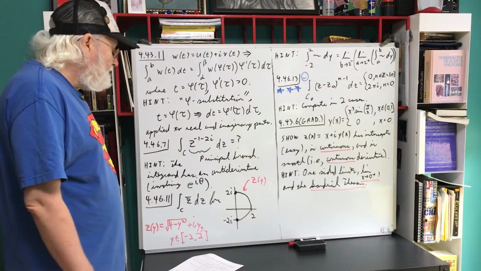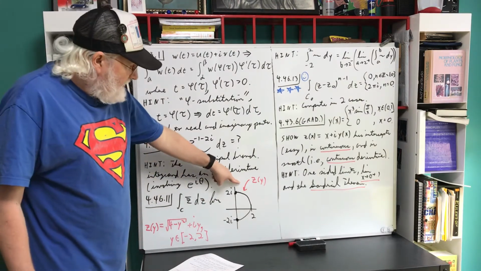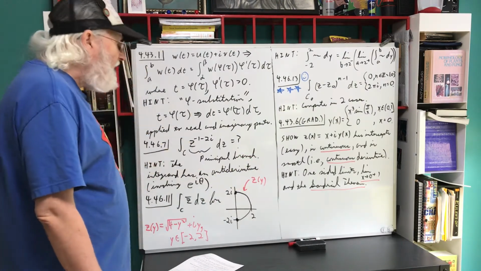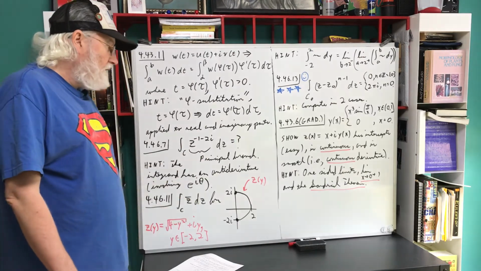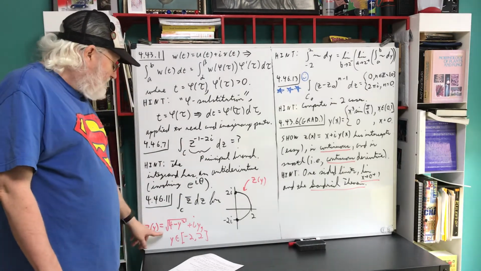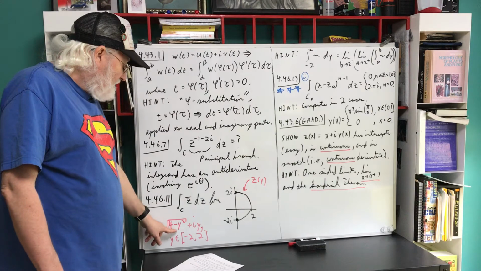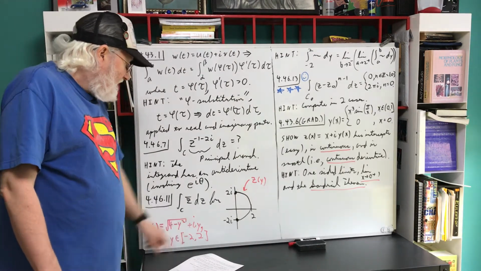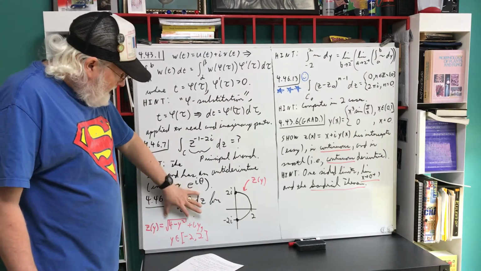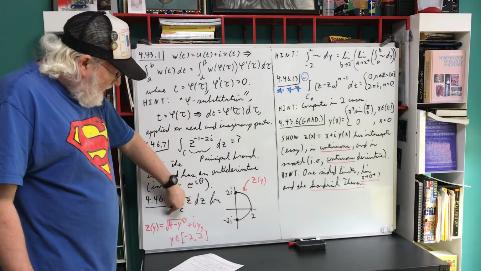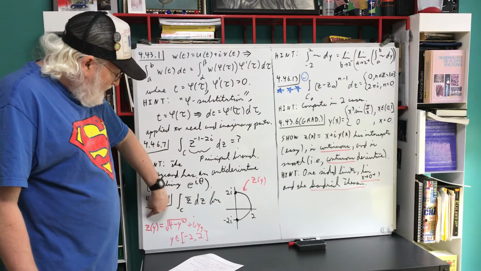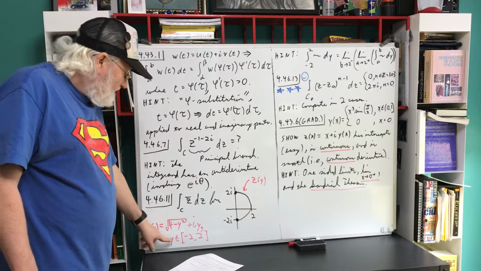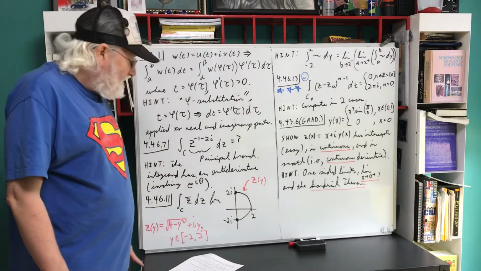They've described it, parameterized it in terms of y, and calling the contour z(y). They're taking z(y) to be the square root of 4 minus y squared plus i times y. Okay, so we're going to have some problems with z prime(y) at the endpoints. They parameterize this for y equals negative 2 to 2.